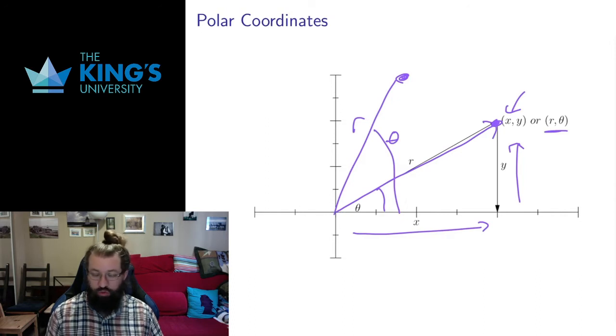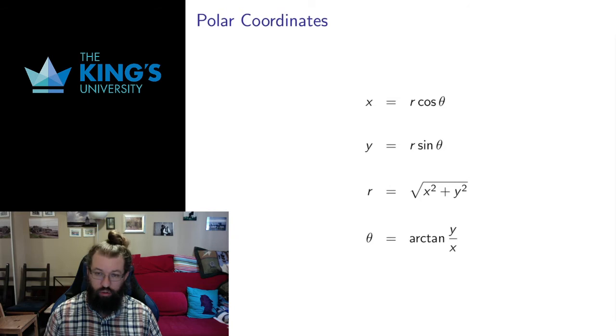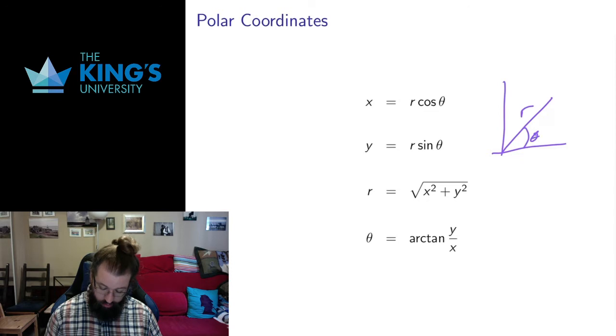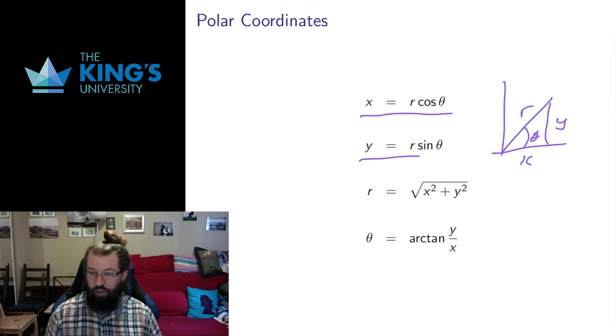So now we have this notion of polar coordinates, of identifying points in the plane by an angle and a radius. We'd like to know how to go back and forth between polar coordinates and Cartesian coordinates. Well, if I have this r and this theta, then triangle geometry tells me that the x-coordinate is going to be r cos theta, and the y-coordinate is going to be r sine theta. That's basically your trigonometry ratios. So to go from polar coordinates back to Cartesian coordinates, I can calculate the x-coordinate by taking r times the cosine of theta, and calculate the y-coordinate by taking r times the sine of theta.